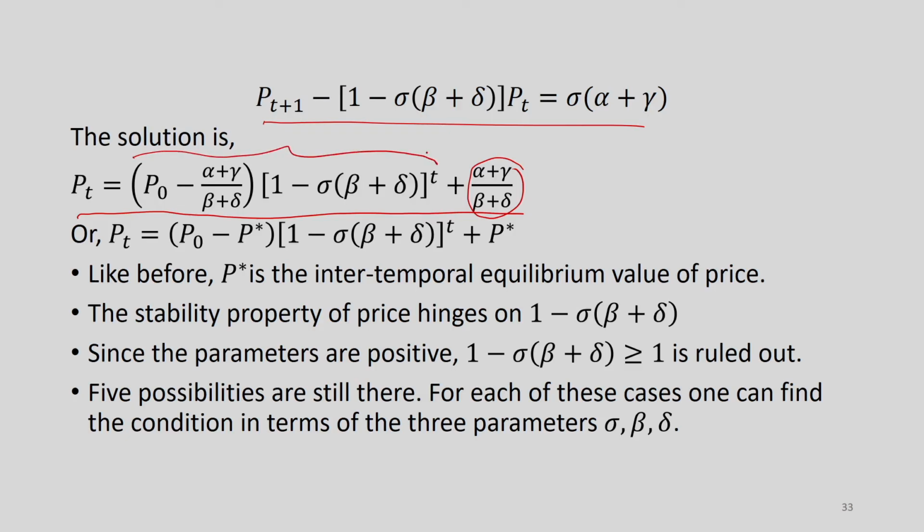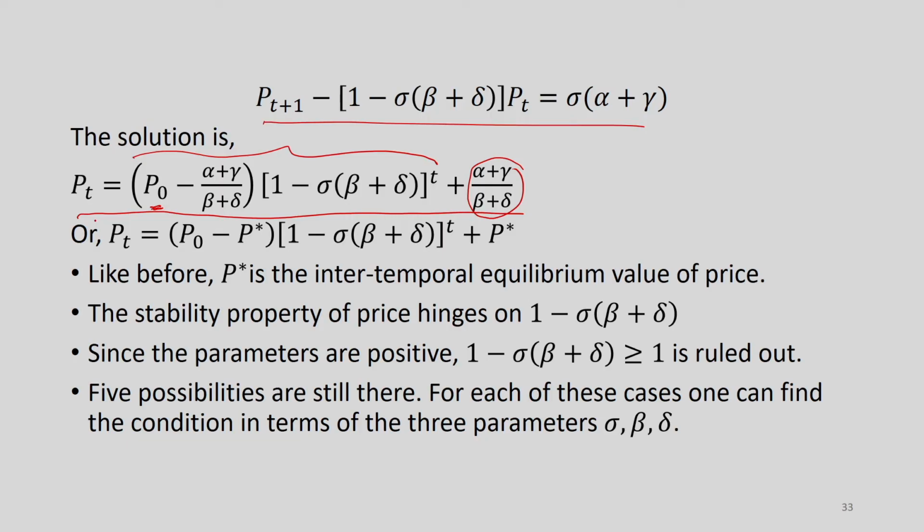This is the complementary function a b to the power t, where if I know that in period 0 the price was P 0, I use that information. So, this becomes the complete solution. P t is equal to P 0 minus alpha plus gamma divided by beta plus delta multiplied by 1 minus sigma times beta plus delta, whole thing to the power t, plus alpha plus gamma divided by beta plus delta.